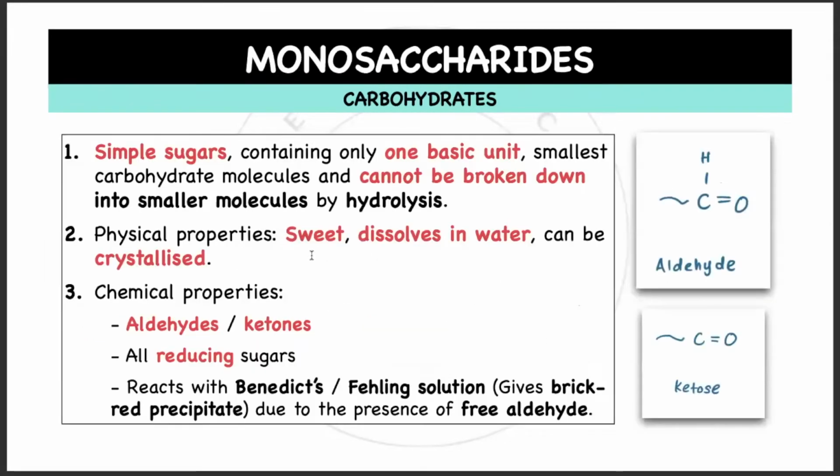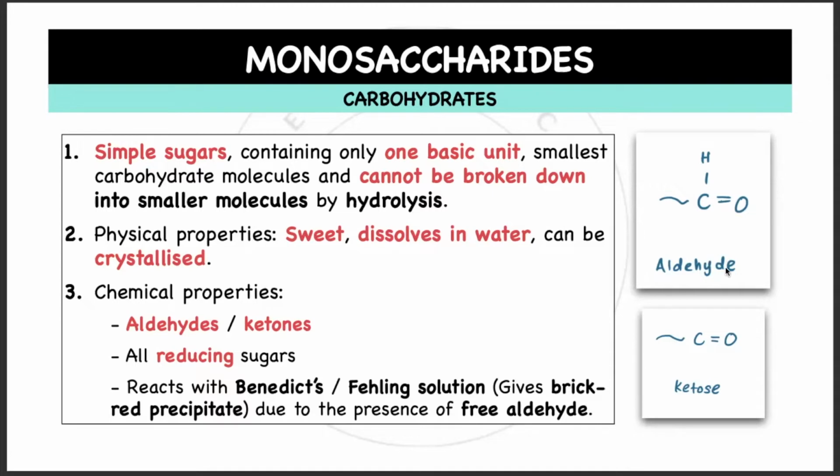Now, monosaccharides. Monosaccharides are actually simple sugars and they contain only one basic unit. So remember, it's only one basic unit. It's the smallest carbohydrate molecule, the very beginning, the very initial part, the building block for carbohydrates. They cannot be broken down further into smaller molecules by hydrolysis, like I said earlier, it's the brick. And they have two types.